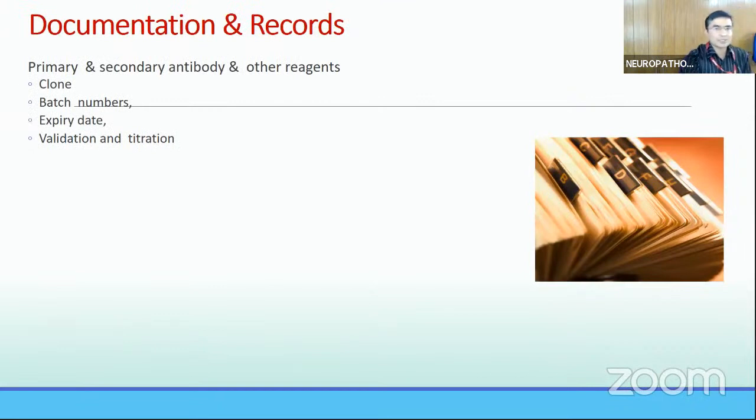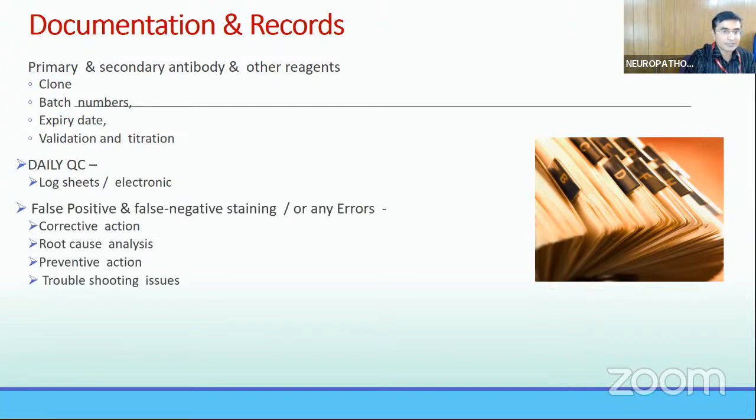Whatever activity you do, it has to be recorded, especially ranging from the antigen, the antibodies or the chemicals or consumers which you procure, their details, their validation or the action performed on that. And most importantly, the daily QC, what you do, the internal positive control, what you run among them, and how the staining is coming out, log sheets, whether you can maintain physical form or electronic form.